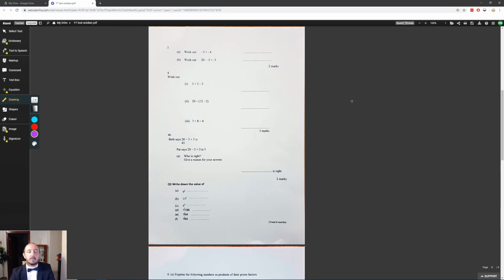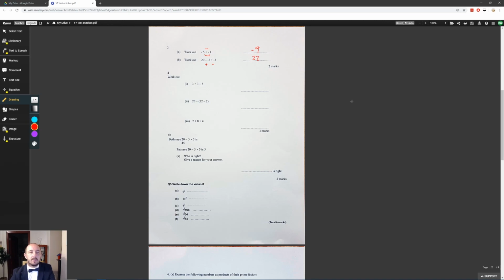The next one caused some problems for us as a whole because we got confused with these plus and minuses. If the signs are different, then we're going to turn that into a minus. So we have minus 5 minus 4 is minus 9. And the next one, the 2 minuses become a plus, and then the plus and the minus become a minus. So we have 20 plus 5 minus 3 is 22.